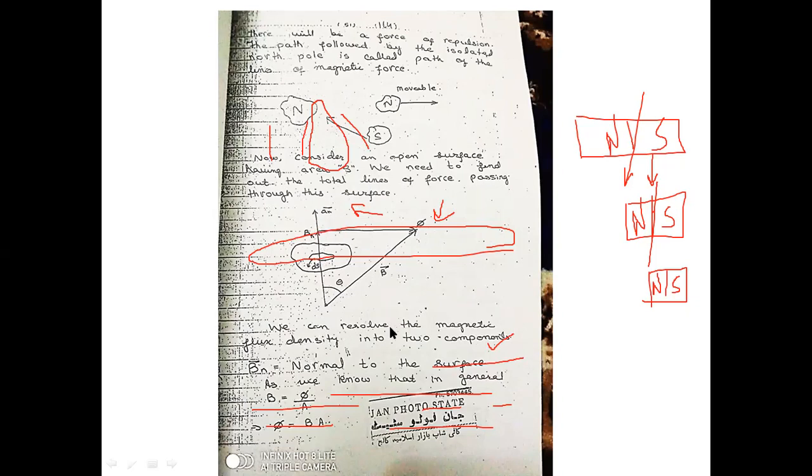So we can resolve the magnetic flux density into two components, Bn normal to the surface, as we know that in general B is equal to flux lines over area. The flux lines passing through a unit area is called magnetic flux density. So by this we can say that flux is equal to BA.